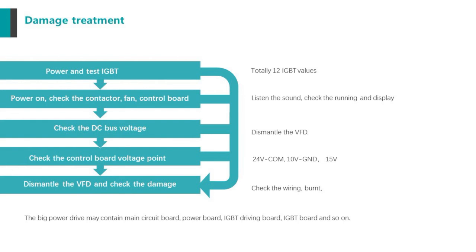And then check the control board voltage point. There is 24 volt voltage, 10 volt voltage, 12 volt voltage in the control board. And after that, you could dismantle the VFD and check which part is damaged.